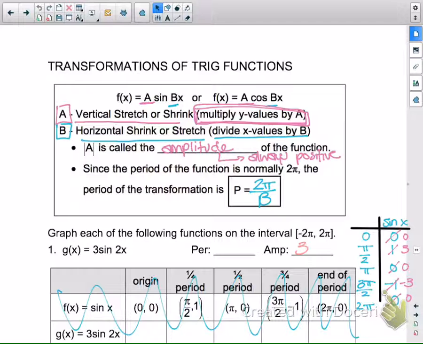All right. Now, what's my b value in this formula? 2. Here's the weirdest part about this. Everyone wants to make that the period. That is not the period. You use it to find the period. So the period of the function is 2 pi divided by b. If I divide 2 pi by 2, what do I get? Pi.